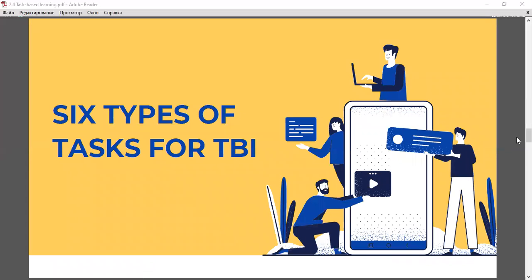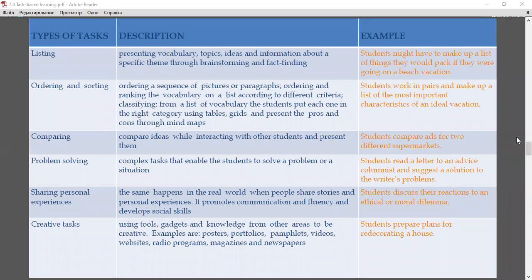Okay, let's go to the six types of tasks for TBI. Here you can see the list. First is listing. It means presenting vocabulary, topics, ideas, and information about a specific theme through brainstorming and fact-finding. An example can be that students might have to make up a list of things they would pack if they were going on a beach vacation. Next, ordering and sorting.